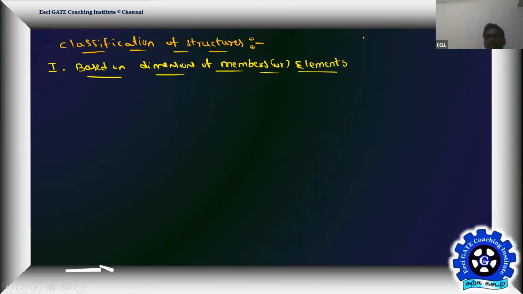So for example, you have a structure. Look at your own building. You have different elements. We have beam elements. We have column elements. Yes or no? So different members or elements, whatever it is. A beam is one element or member, we can say. A column is one element or member. So based on the dimensions of the elements or members of a structure, how can we classify the structure? Let us look at that.